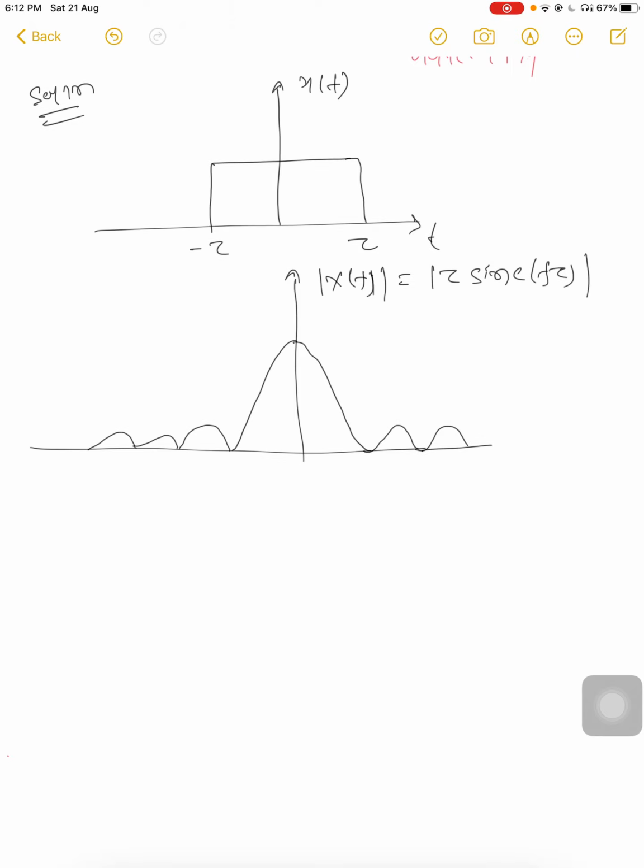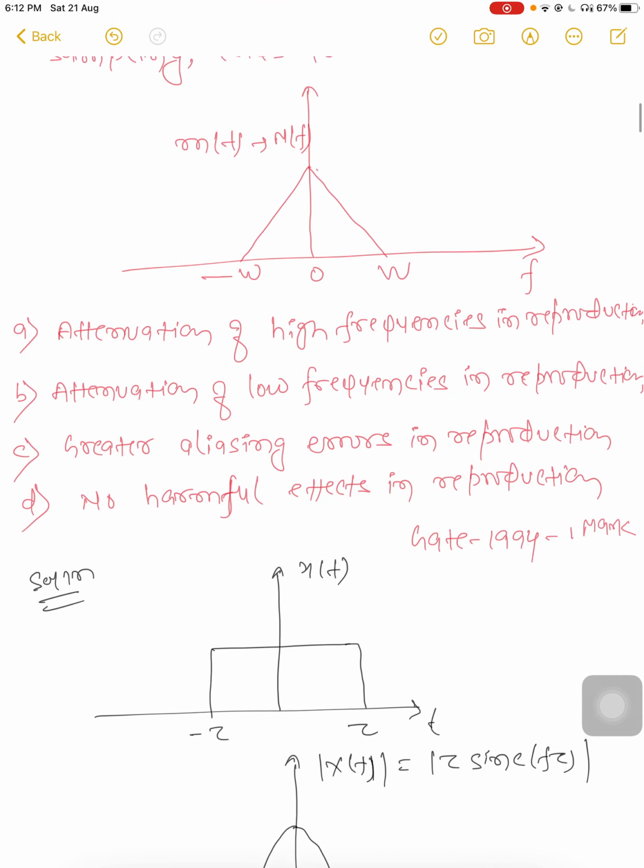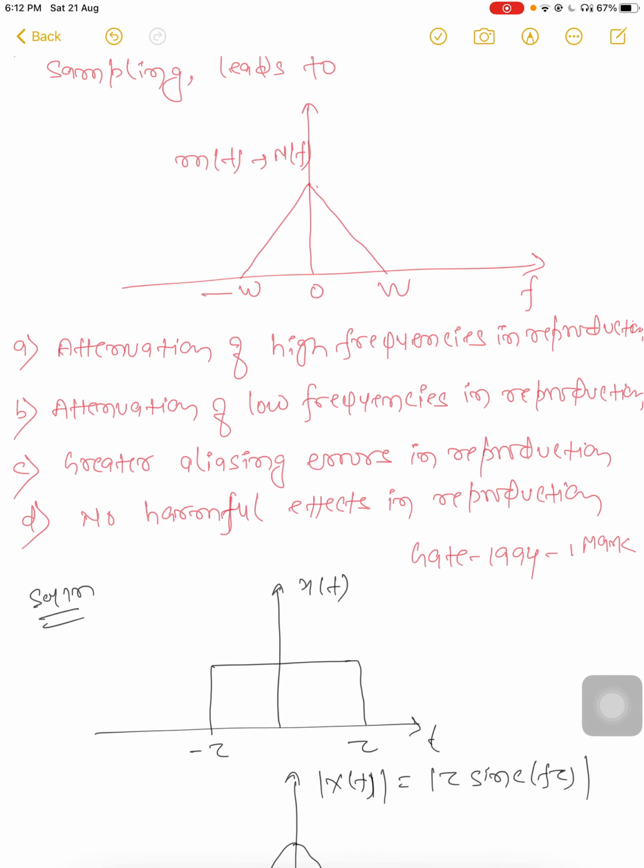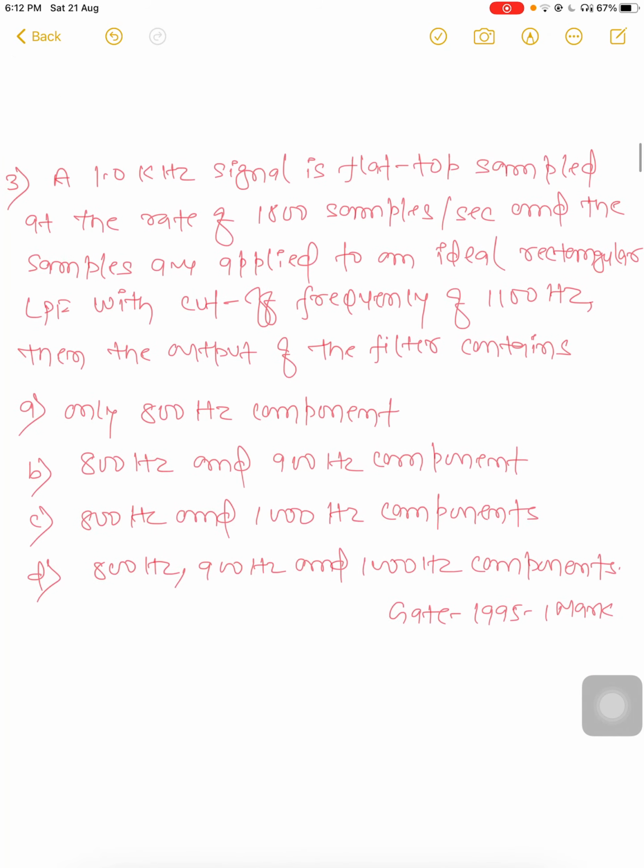So hence, increasing the pulse width in flat top sampling leads to attenuation of high frequency in reproduction. Option A will be the right answer.